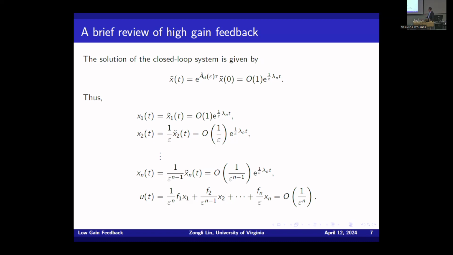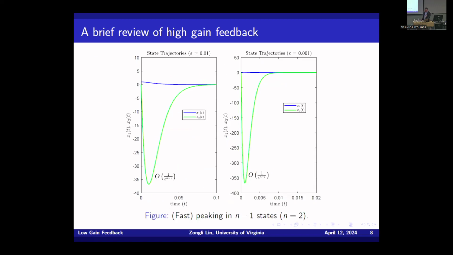But then we look at the control input here. The control input here is the high gain feedback, right? And we know x1 is of order 1, and xn is of order 1 over epsilon to the n minus 1. So all of these terms are actually of order 1 over epsilon to the n minus 1. So with high gain feedback, the control signal must be big, cannot be small, right? So this is what is inherent in high gain feedback.